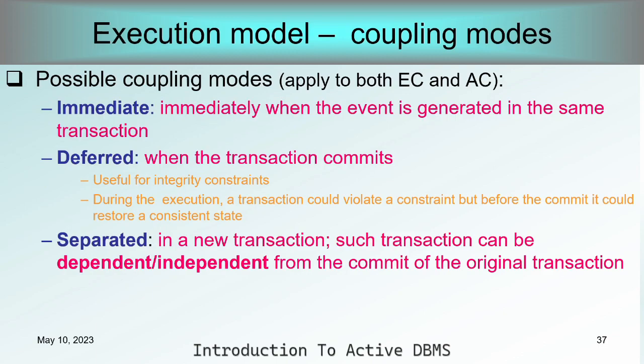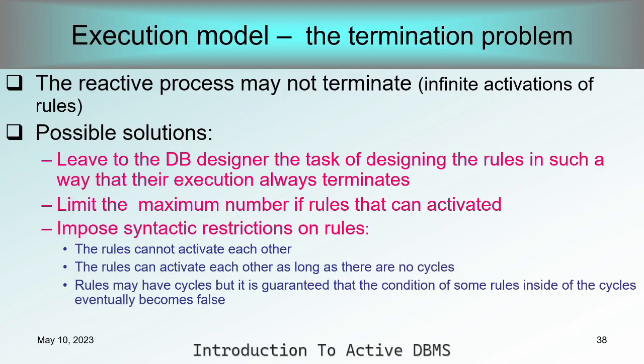You can see that when there is an integrity constraint, during execution a transaction could violate a constraint, but before the commit it could restore a consistent state. Or it can be in the form of a separated mode, like in a new transaction. Such transactions can be defined as independent or dependent on the commit of the original transaction. So these are the different coupling modes, which are part of the execution model.